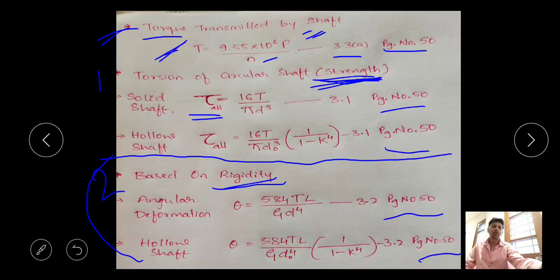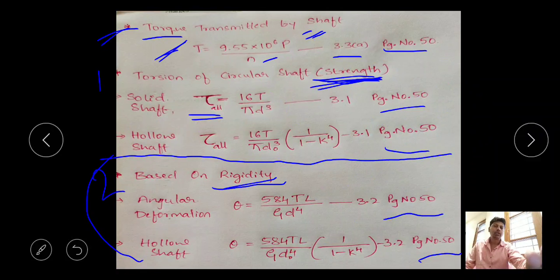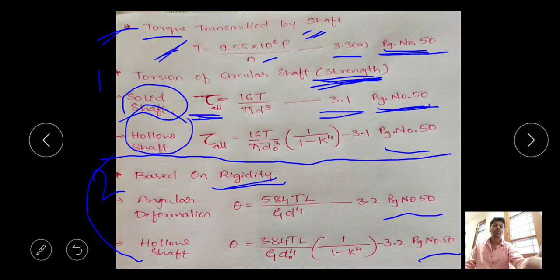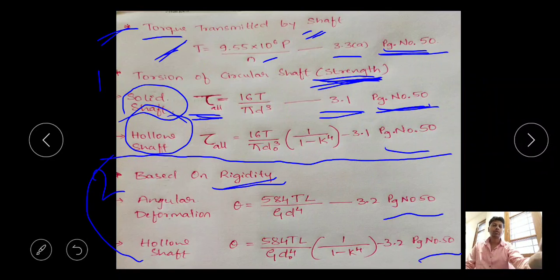Tau is nothing but, as I have told, shear stress. It is given as 400. Now shear stress is given by 16T by pi d cubed. It is there in 3.1, on the same page, page number 50. On page number 50 you have all these formulas. This is for a solid shaft, and for a hollow shaft there is also one formula. You just need to remember this formula. Shear stress is given as 400, so you substitute 400 here, and substitute T.